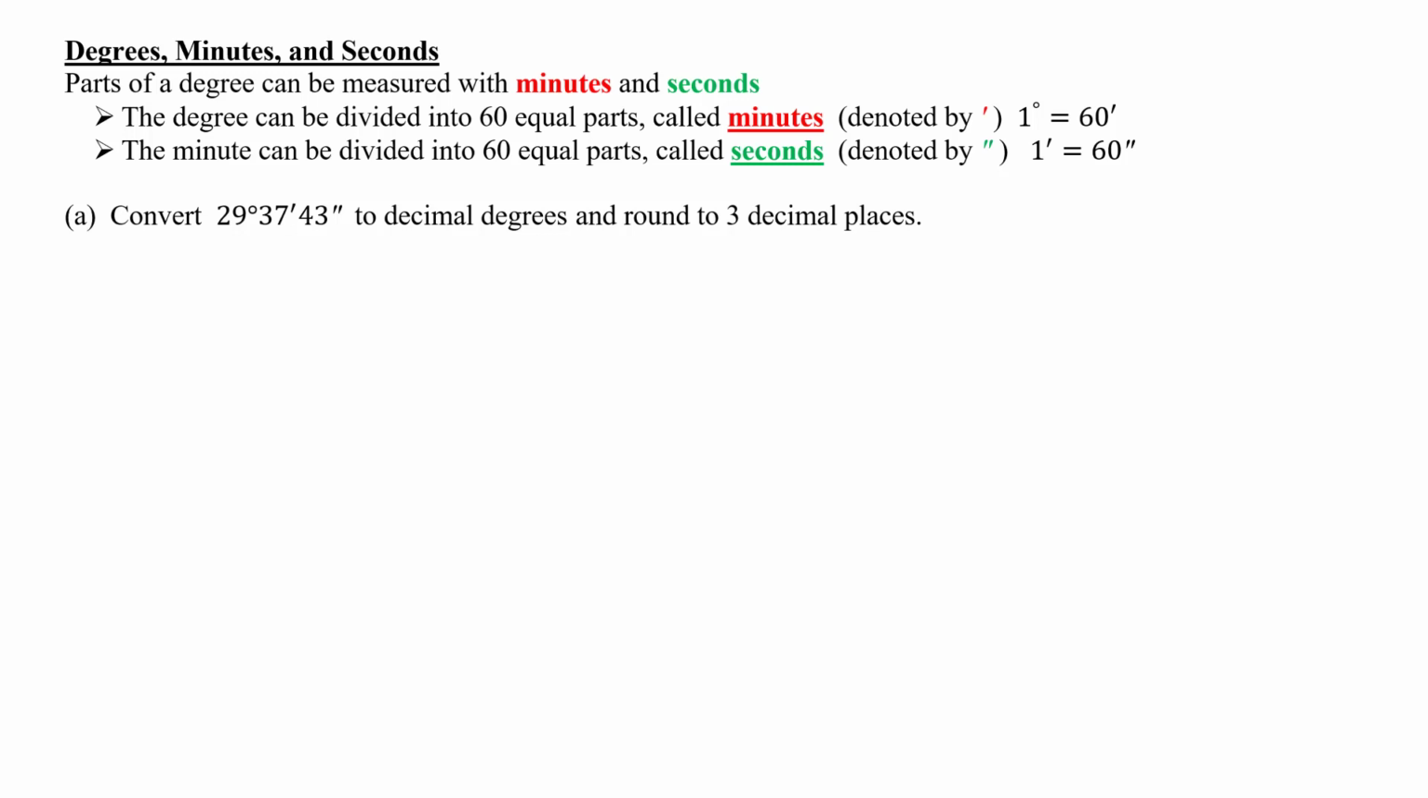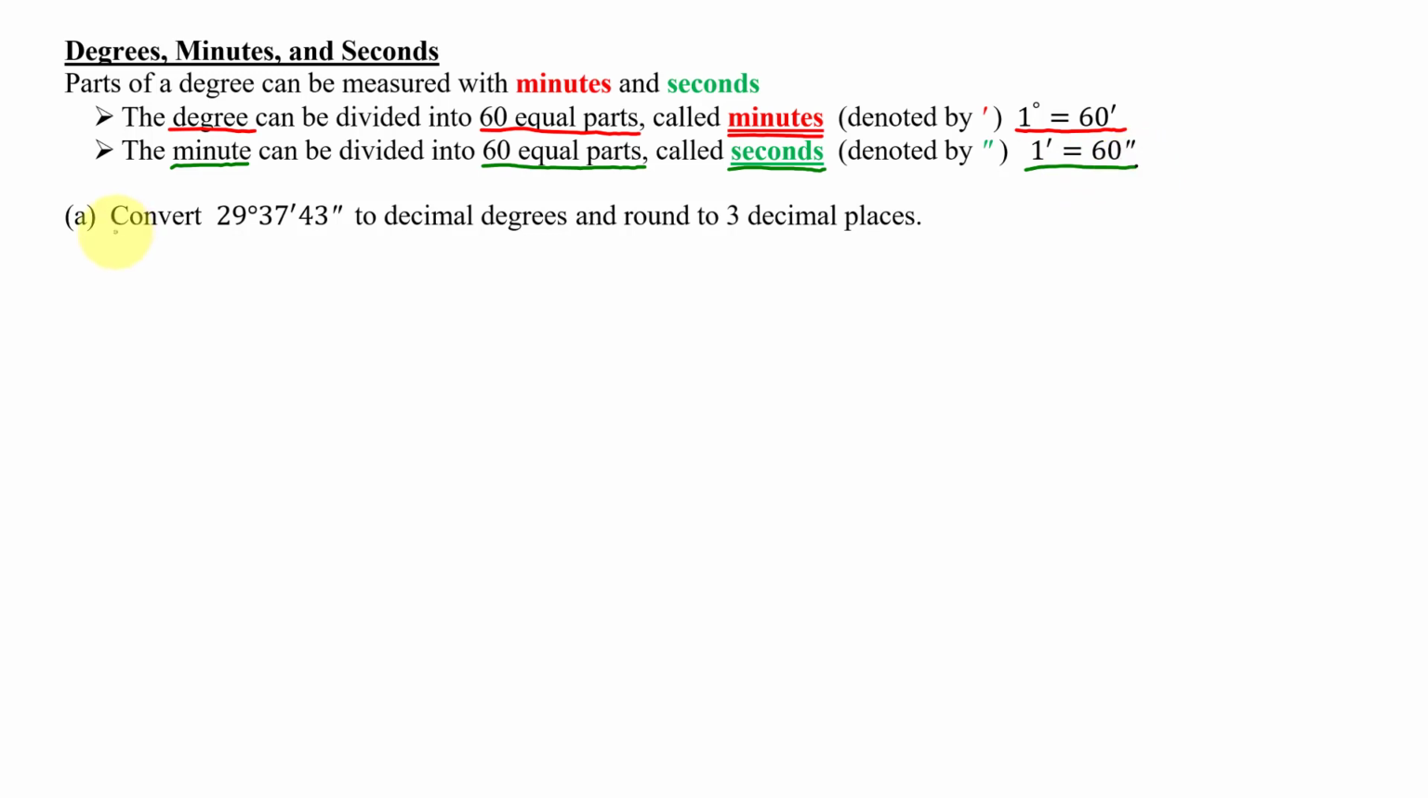In this example, I'm going to convert between degrees, minutes, and seconds and decimal degrees. And then in part B, I'm going to reverse the process. Now remember, the degree can be divided into 60 equal parts called minutes, denoted with just 1 prime, and the conversion factor is 1 degree equals 60 minutes. Then a minute can also be divided into 60 equal parts called seconds, denoted with a double prime, and the conversion factor is 1 minute equals 60 seconds.